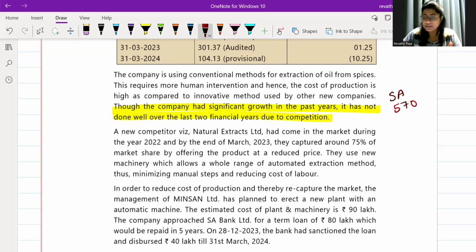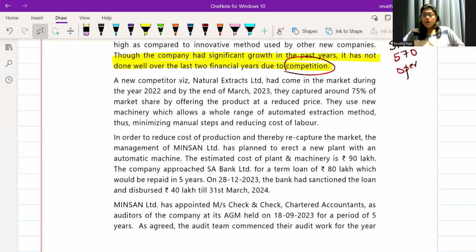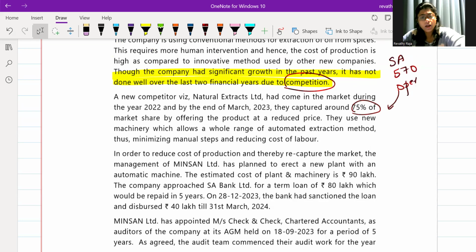SA 570. Competition. As per SA 570, is it financial indicator or operational indicator or other indicator? Competition is an example of which indicator? Very good. It's an example of operational indicator. Okay. The new competitor, Natural Extracts Limited, has come into the market during the year. They captured around 75% of market share. They use new method, etc. So that's continuation of SA 570 itself. And if this much is clear, can we continue?